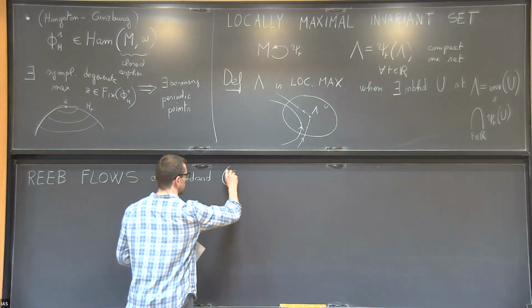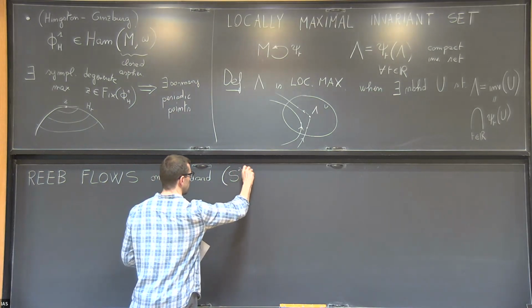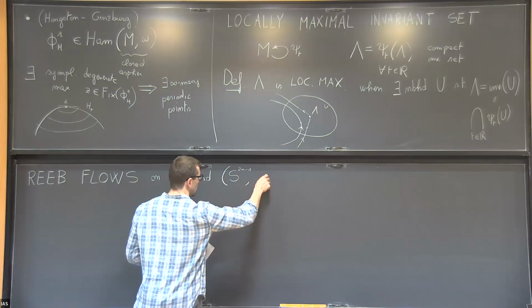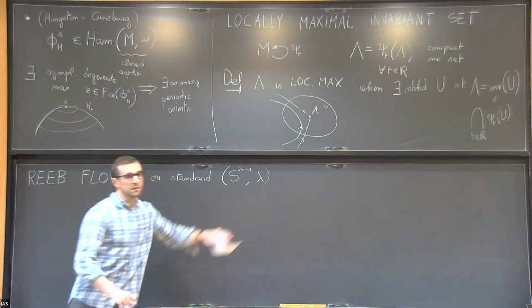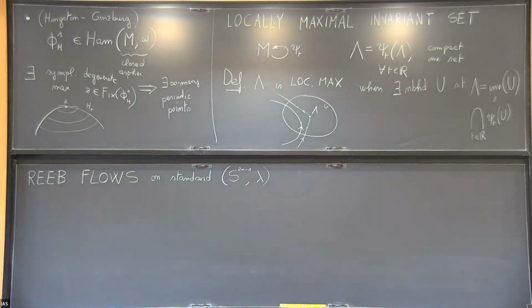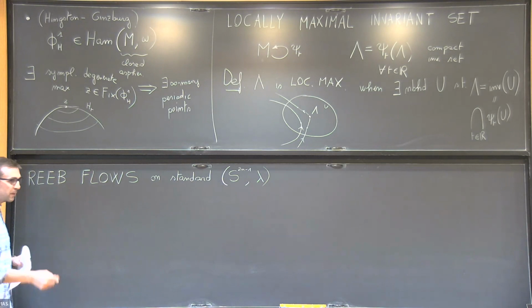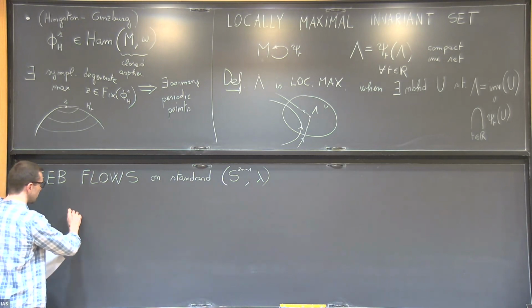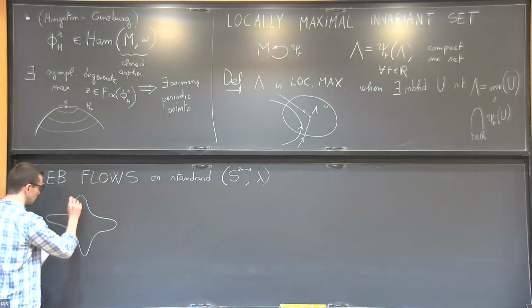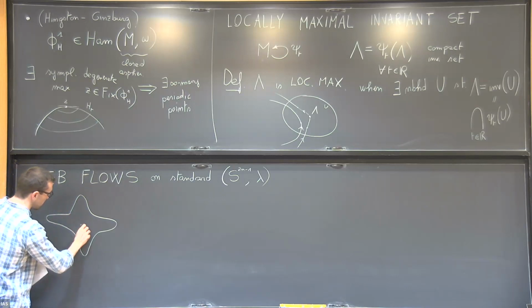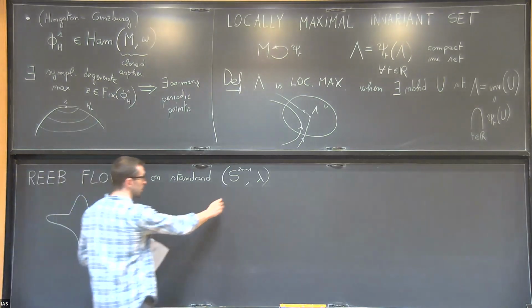Standard convex spheres, S^{2n-1}, equipped with a contact form such that the contact distribution is standard. These are not geodesic flows, so the Reeb flows that I will consider are not geodesic flows. And standard contact spheres, well, most of you know it, without loss of generality, you can realize as a star-shaped sphere in R^{2n} with respect to the origin. So that's your sphere, let me call it M.